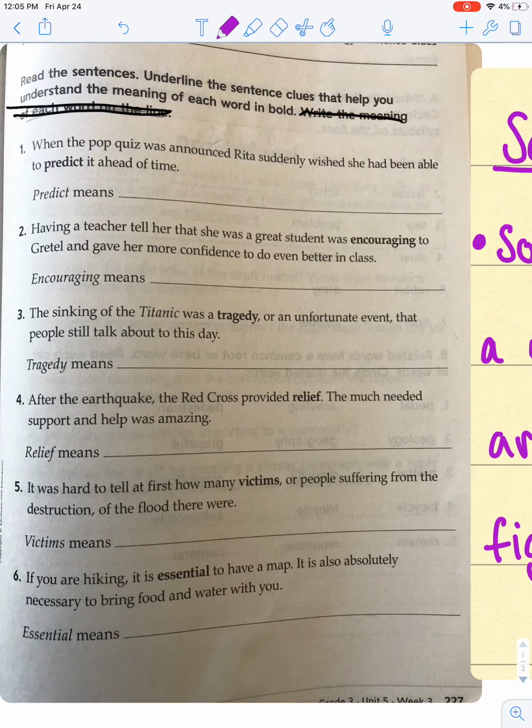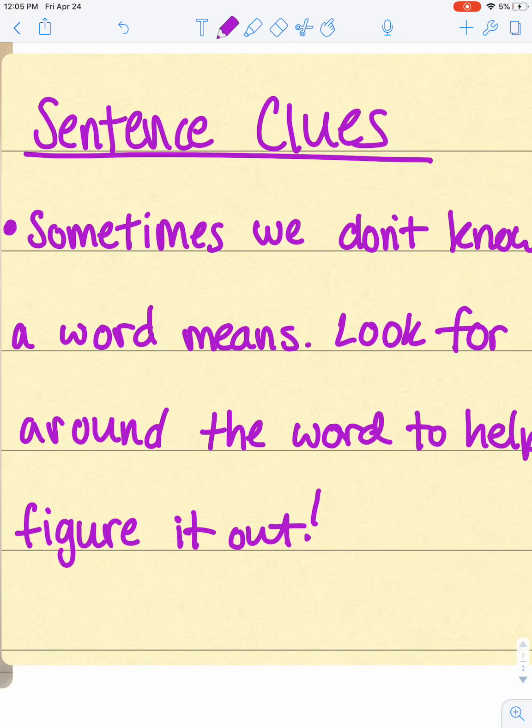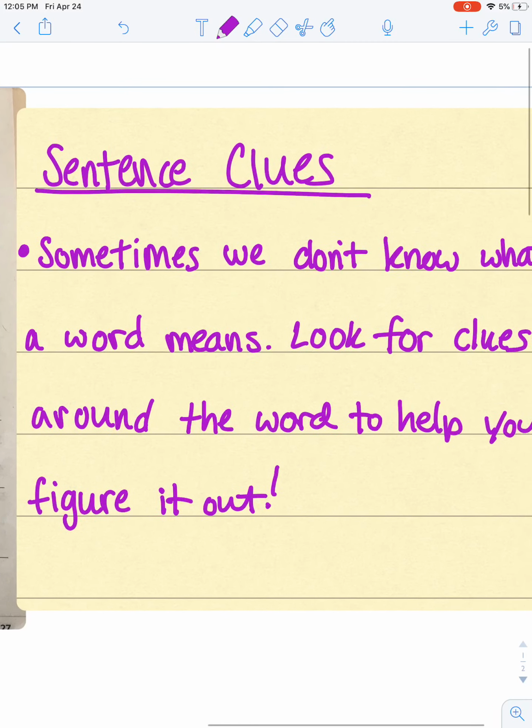And we're going to be talking about what to do when there's a word you don't know the meaning of. Sometimes when we're reading a story or our books in class, there's a word that we come to and maybe we can read it, but we don't quite know what it means. So here's something we can do. We're going to learn about finding sentence clues.